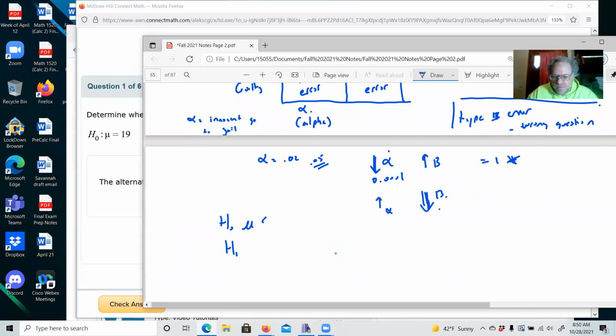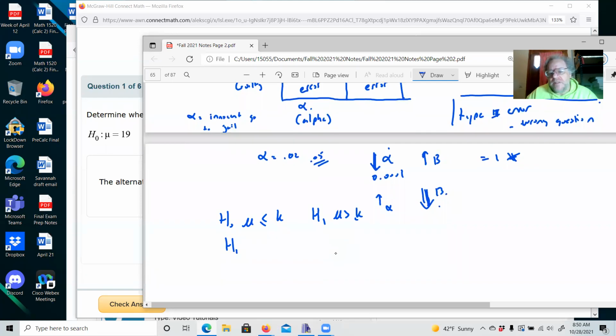We have one-sided tests. This is a number, I'll call it K. H1 is mu is greater than K. You only need the equals, you don't need the less than. You don't have to cover all the bases here. It's implied. So if you're doing a one-sided test, it's going to look something like this, or mu is greater than or equal to K, and H1 mu is less than K.